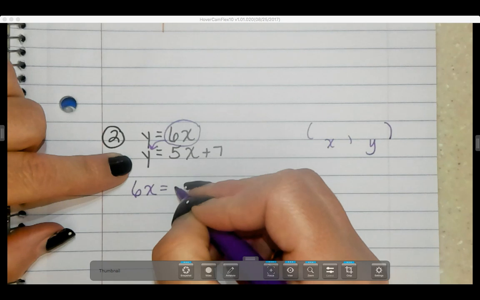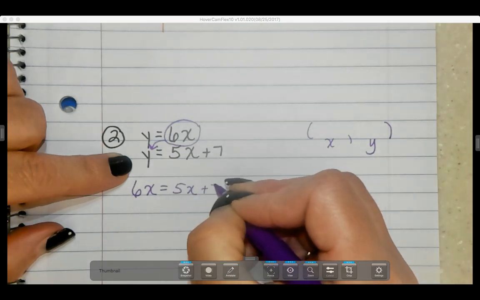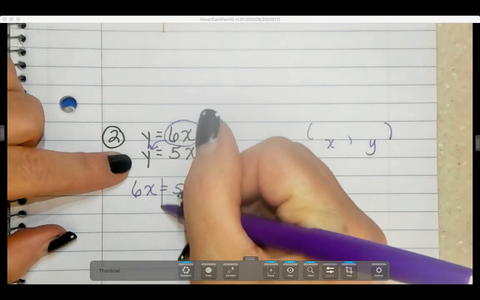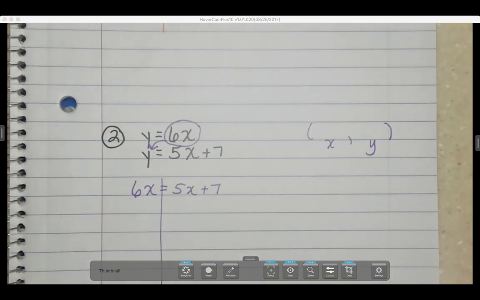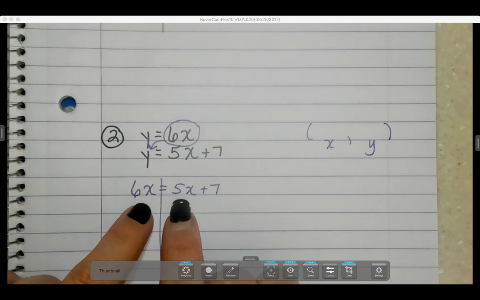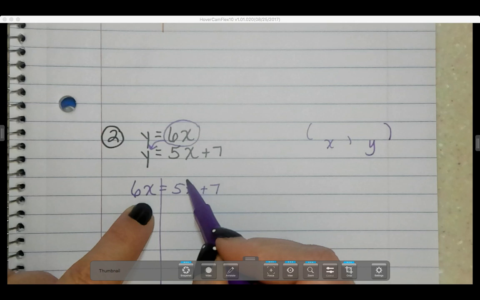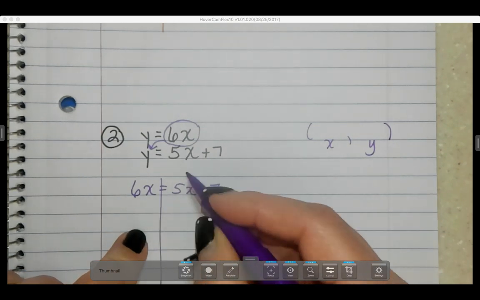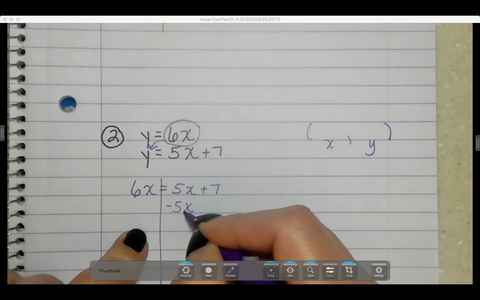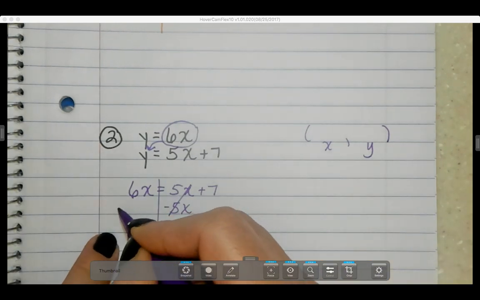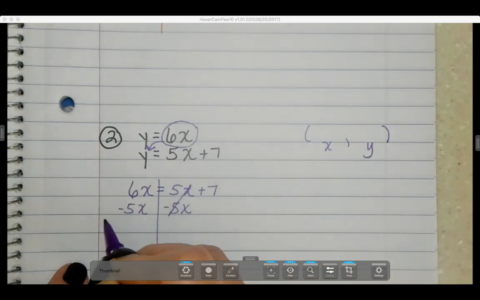Now you write the other part of that equation, and we're going to solve it. This is a multi-step equation. We've done this off and on all year. So I've got x's on the left and x's on the right. You've got to get this 5x over to the other side. So you're going to subtract 5x and subtract 5x.